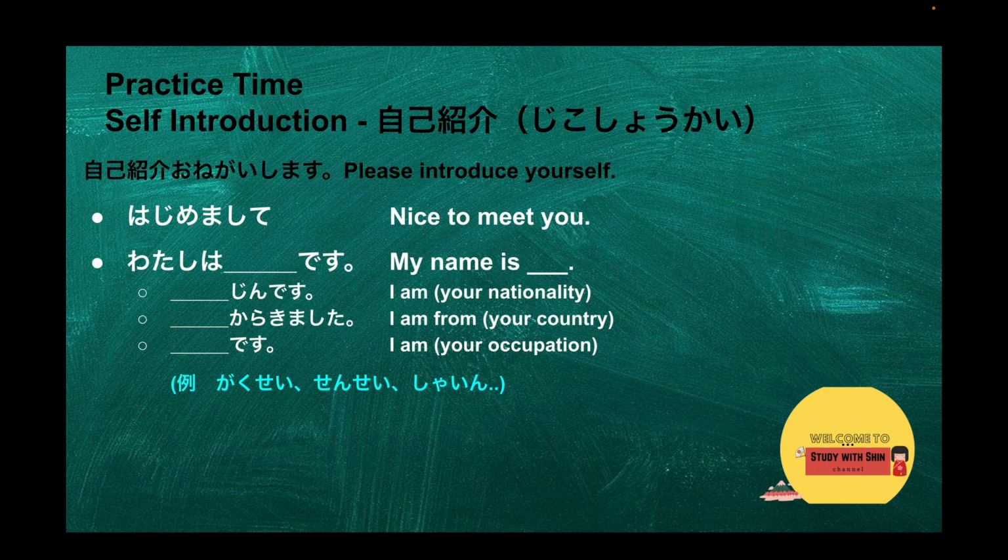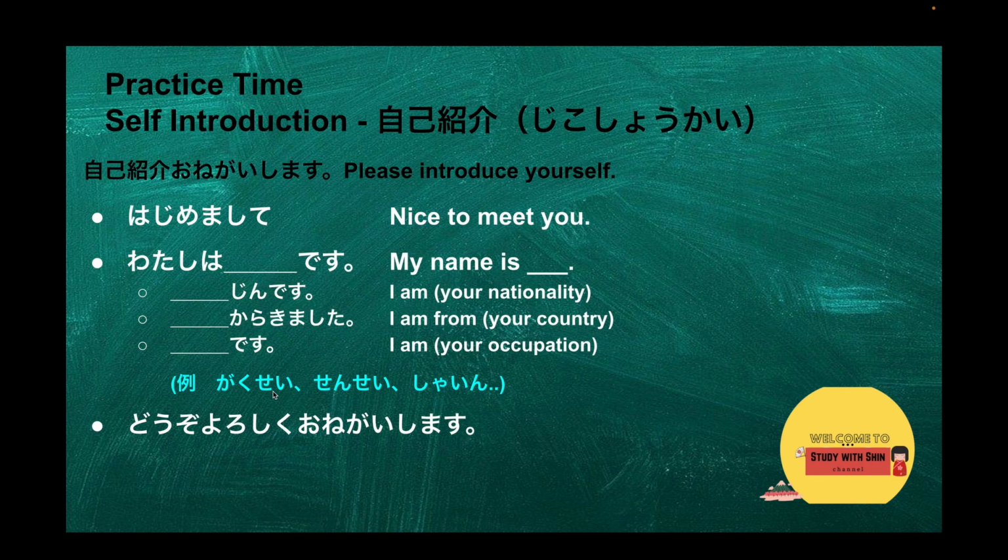Or if you're an employee, you can say your company name. For example, that would be Toyota. Just an example, right? 株式会社Toyota. For example, okay? トヨタ会社の社員です. That means I am an employee of Toyota.